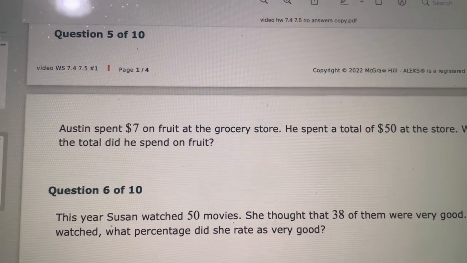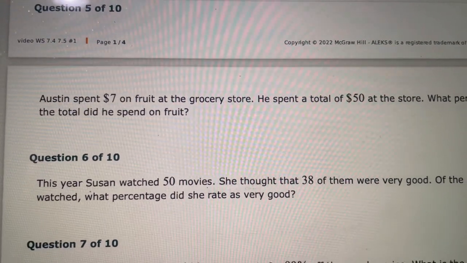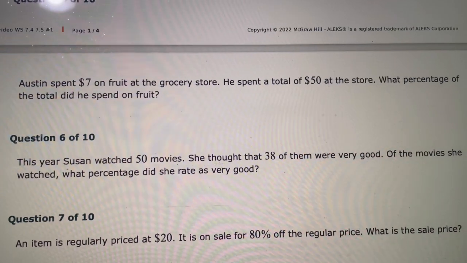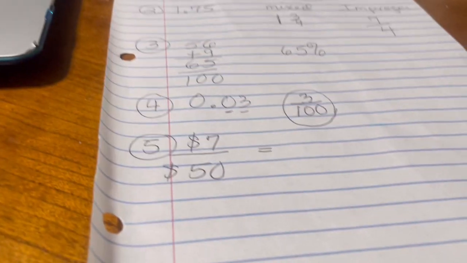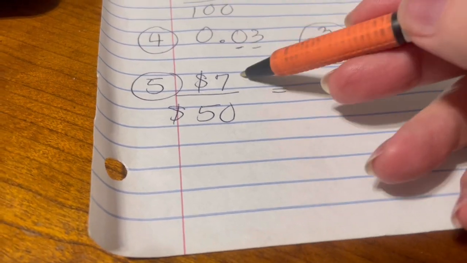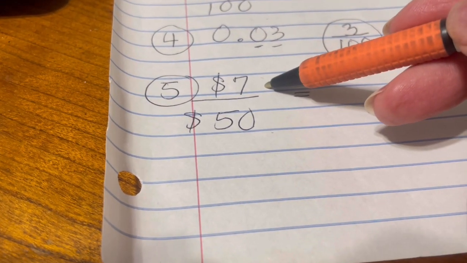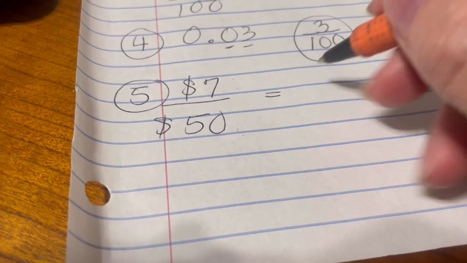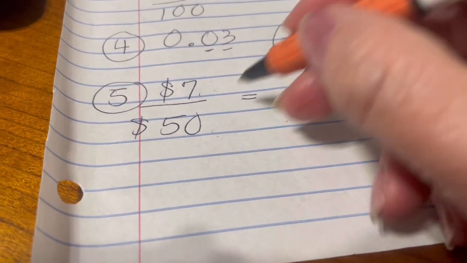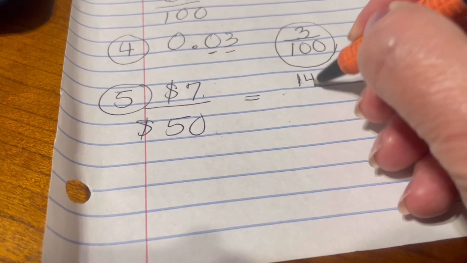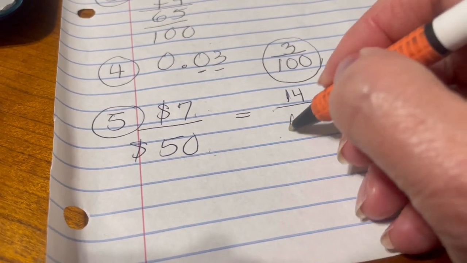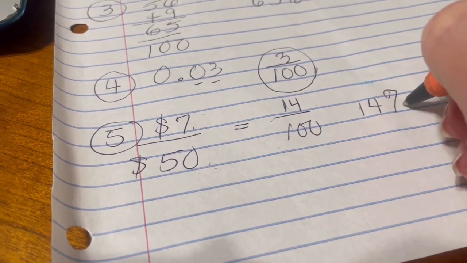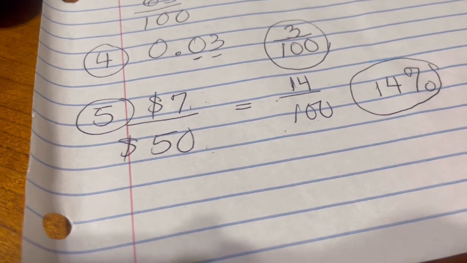Austin spent $7 on fruit at the grocery store. He spent a total of $50 at the grocery store. What percentage of the total did he spend on fruit? Okay, so $7 out of $50 was the fruit, and we're trying to find the percentage of the fruit. To find a percentage, we need 100 on the bottom. So let's just multiply by 2 and multiply by 2. 7 times 2 is 14. 50 times 2 is 100. So 14 over 100 is 14% of his purchase was fruit.